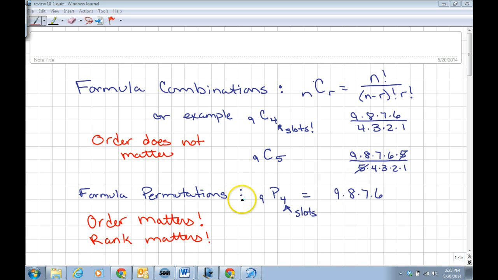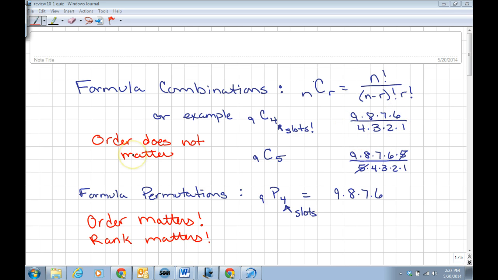With the permutation, you're not having a denominator this time. You're only thinking about the top part of the equation here. So 9p4, like 9c4, you're going to have 9, 8, 7, 6, but it does not have a denominator.